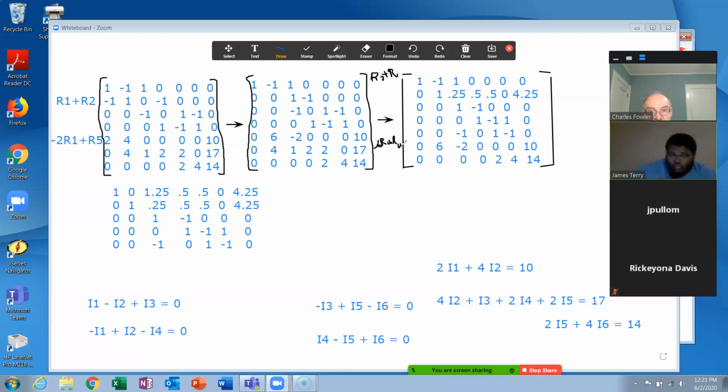Okay, that's supposed to be a 6. You figure it out. Okay. Minus 6 row 2, plus, I think I wrote a 2 there, I can't read it, plus row 6. So minus 6 times 0.